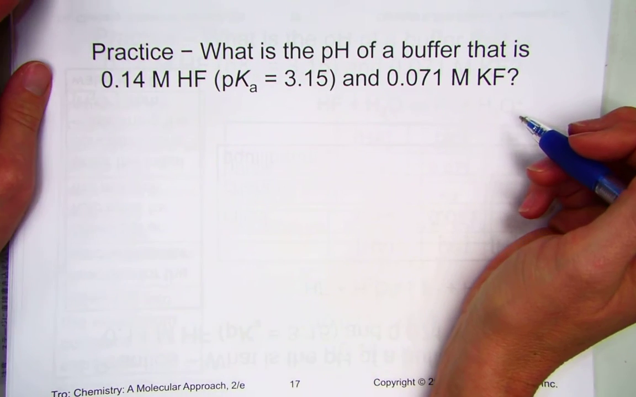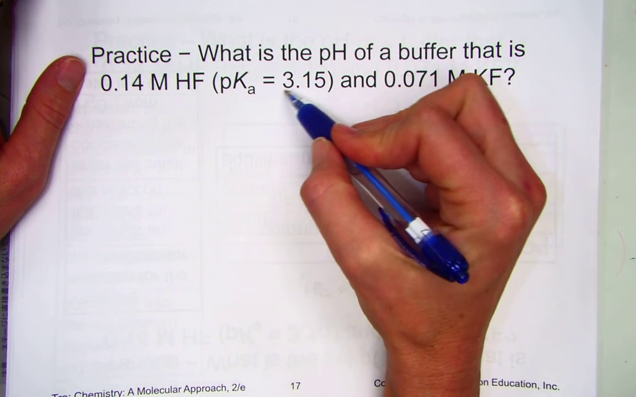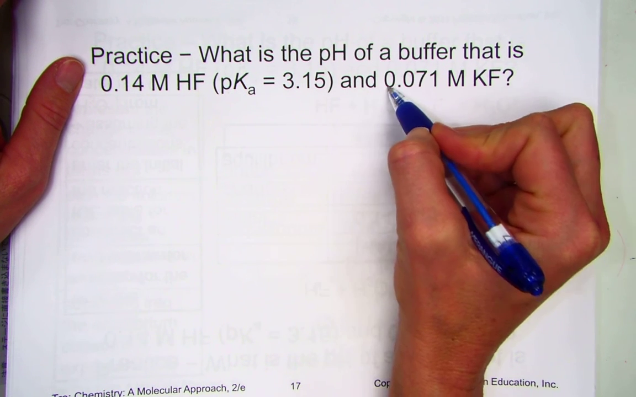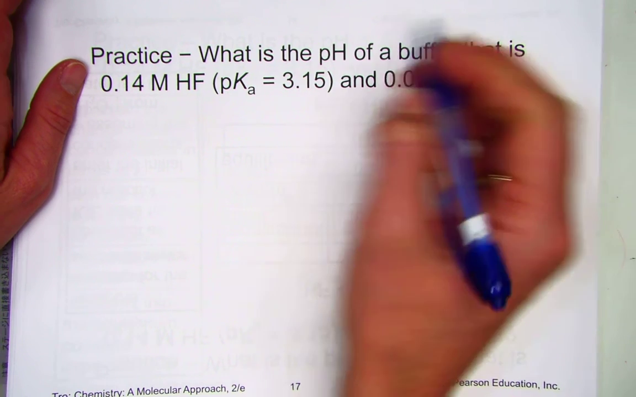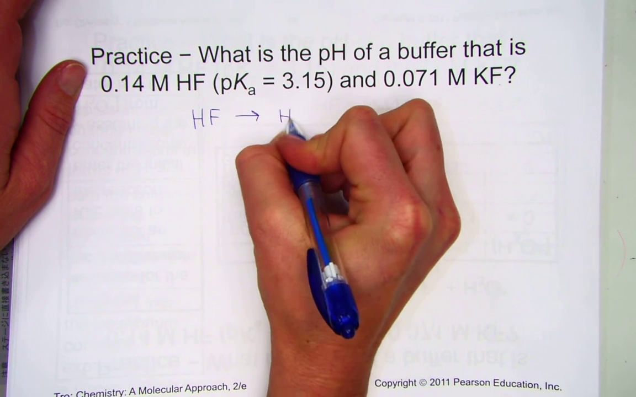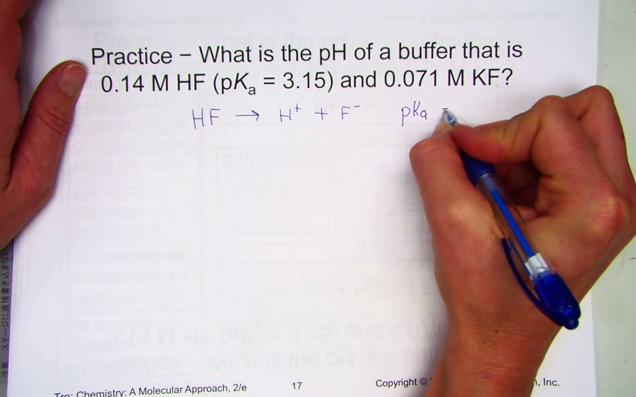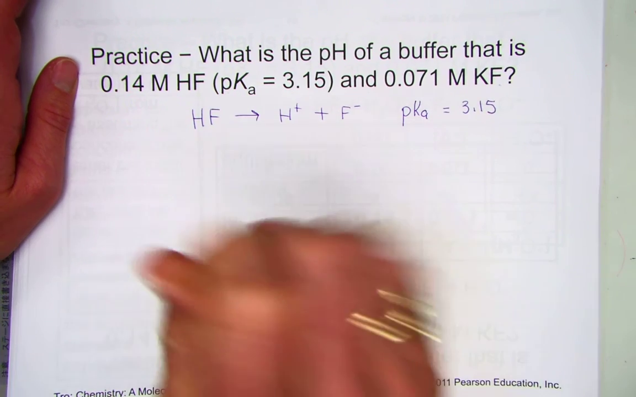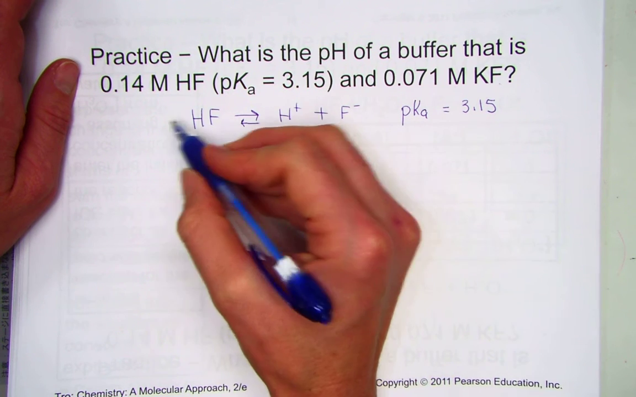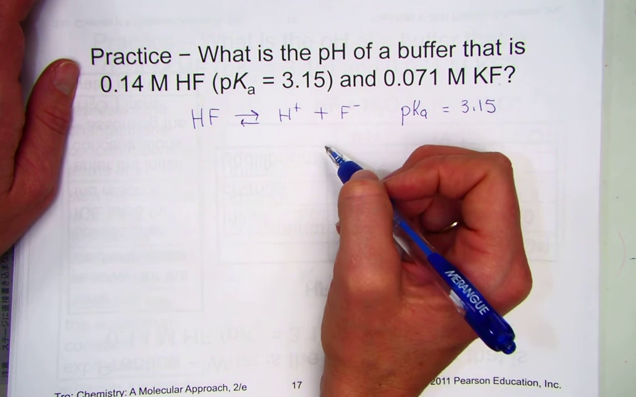We'll try another. What is the pH of a buffer that is 0.14 molar HF, giving me a pKa value? P is just this negative log function in math talk, and 0.071 molar KF. The equilibrium comes from the weak acid. Here's what we know. Alrighty. HF is a weak acid in equilibrium with H positive and F negative. You can certainly show the water making hydronium or HF making hydrogen ion. I think this is just a little simpler.